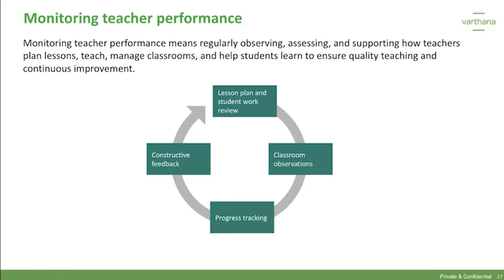Then classroom observation, seeing how plans translate into practice. Next, progress tracking, looking at each student's outcomes to assess impact. Then constructive feedback, supporting teachers with strengths and next steps. So this is the cycle of four components. This process builds a culture of continuous improvement, not fear. Your role as a school leader is to coach, support, and create space for reflective practice.